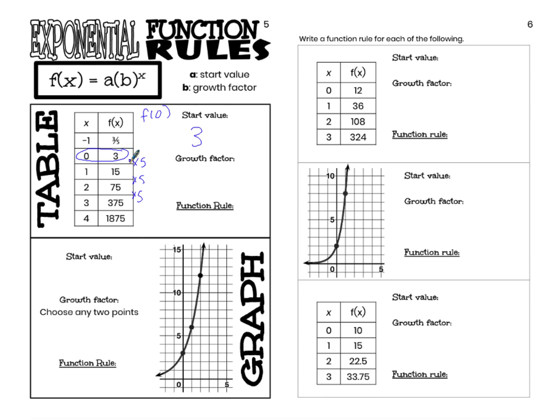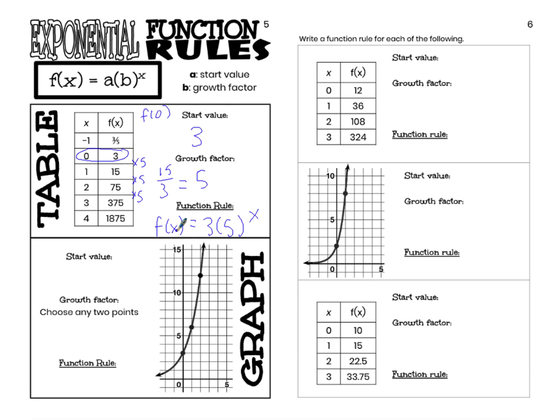What am I multiplying 3 by to get 15? By dividing a particular y value by the previous y value. So 15 divided by 3 is 5. 75 divided by 15 is 5. 375 divided by 75 is 5. Now we have the start value and the growth factor. My function rule is 3 times 5 to the x, making sure to either have f of x or y equals.